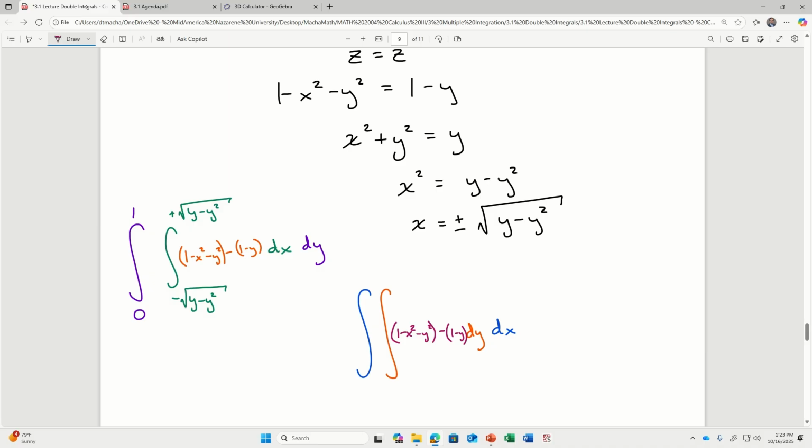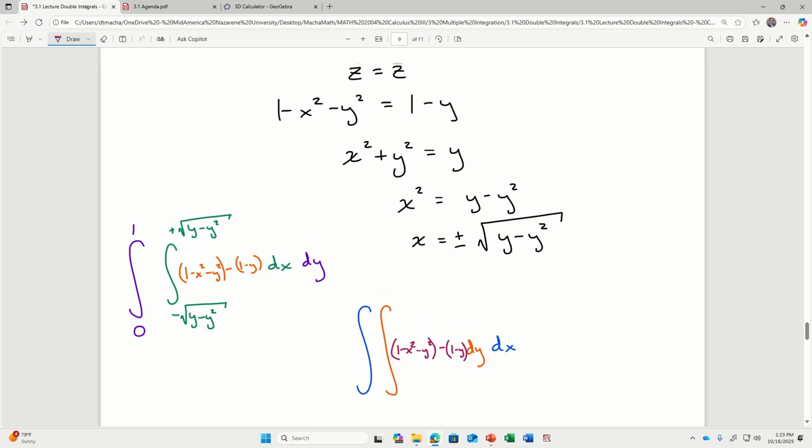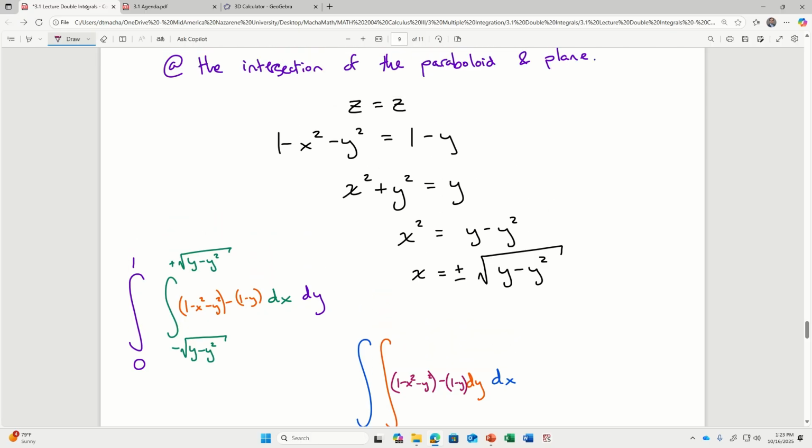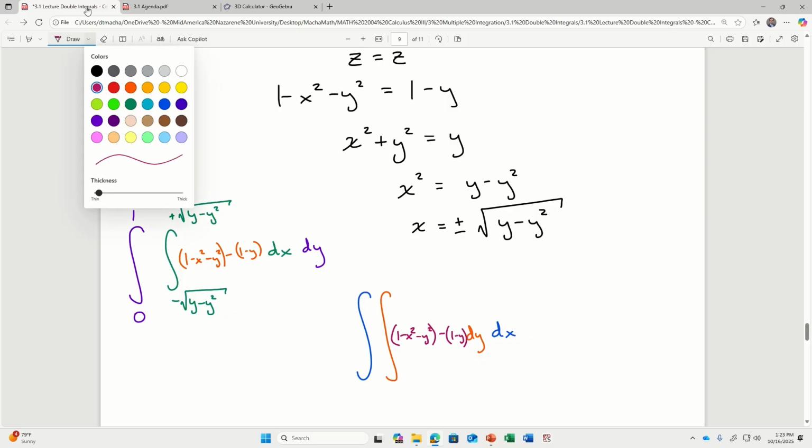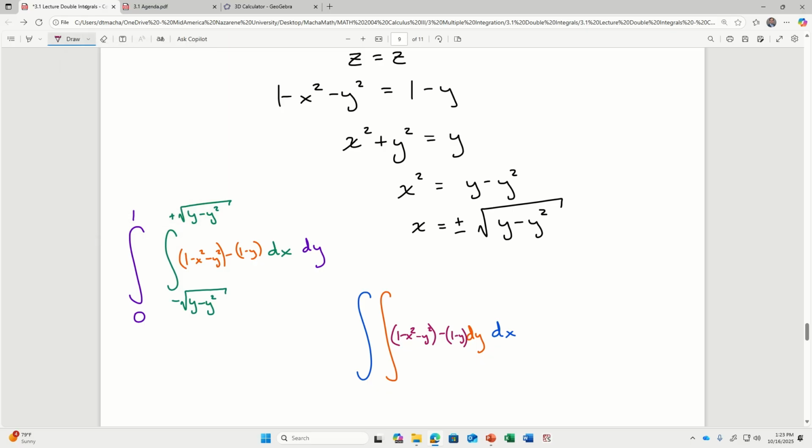This time, I need to find a way to represent the intersection between the plane and the paraboloid so that I get y as a function of x, because this time, for my outside blue integral, x needs to have a constant lower bound and constant upper bound, and the y variable, lower bound and upper bound, has to be a function of x in order to tell me where the curve happens. So let's go back to here.